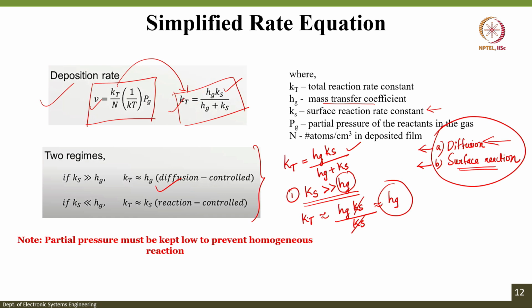So, when your total reaction rate constant entirely depends on the mass transfer coefficient, you can call that particular process a diffusion controlled regime.